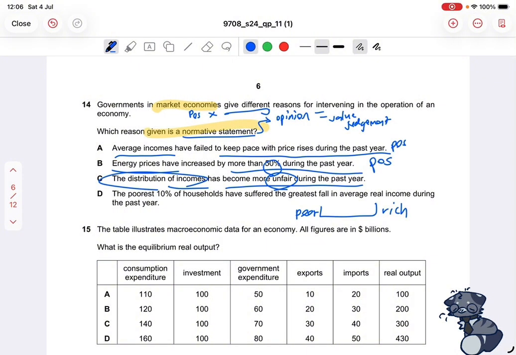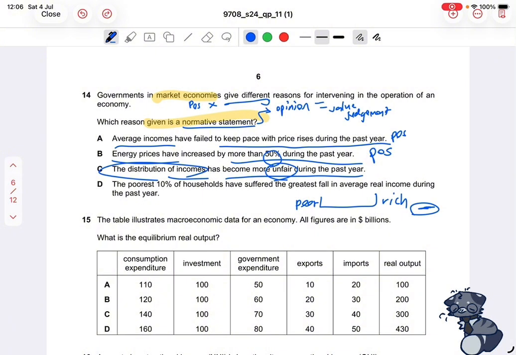So if there is always this gap, do you still call it unfair, or is it until a certain length of that gap when do you call it unfair? So that seems like an opinion that is not factual or solid. But let's just check our other options just in case.